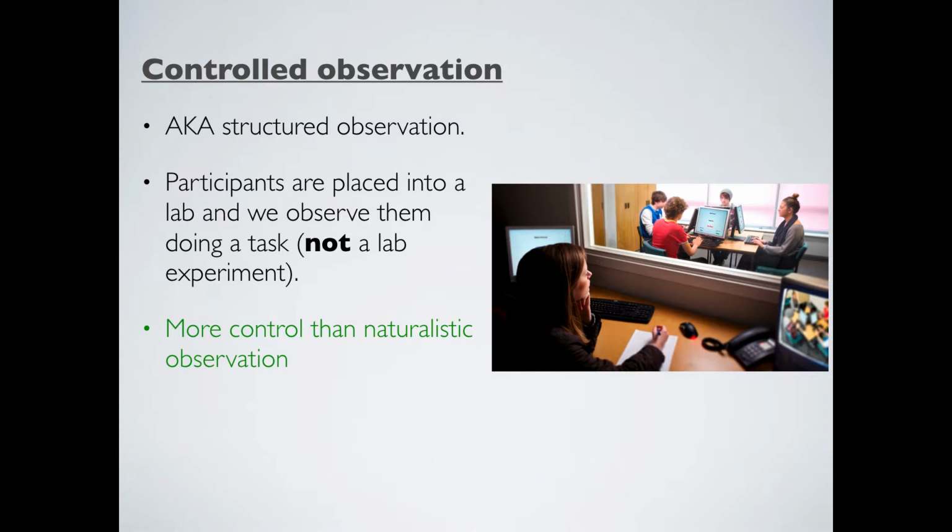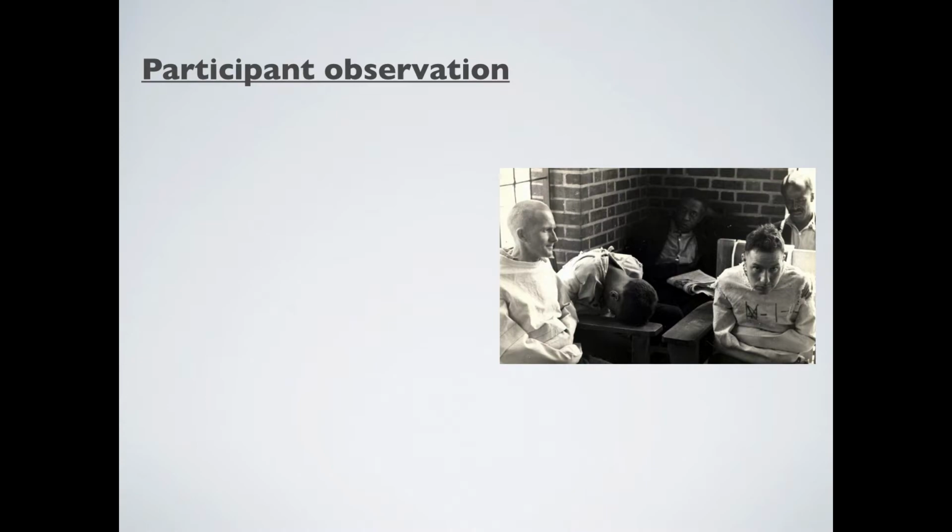We don't change anything about their scenario, but we have a bit more control over who is in front of us and what's happening. Negative side to that, however, is that this lacks ecological validity, same as lab experiments do. So what if our participants behave one way inside our laboratory? Are they going to behave that way normally, naturally? We simply don't know, and therefore controlled observation does not really give us honest, true-to-life human behaviour. Still interesting, though.